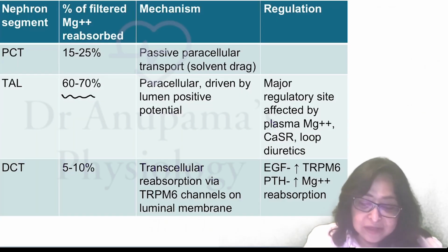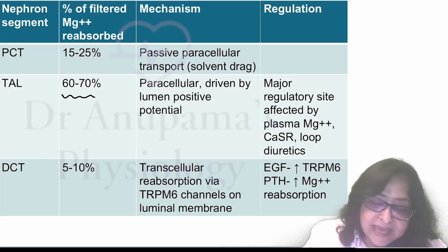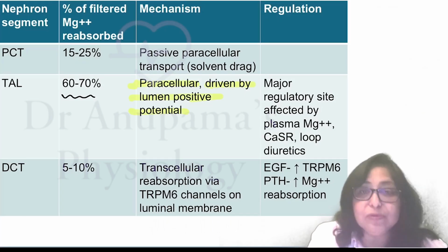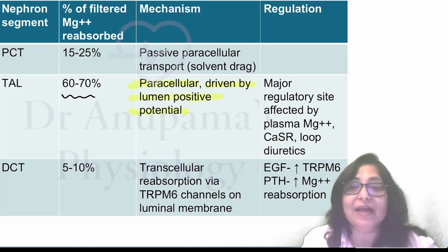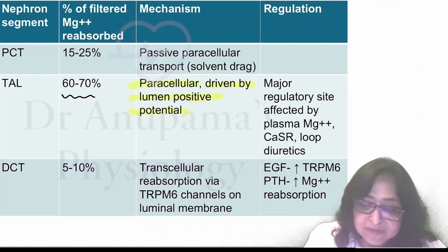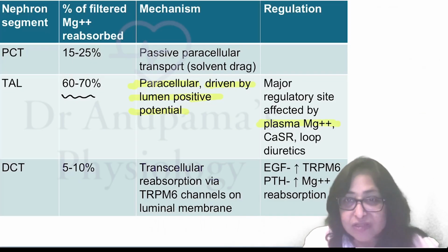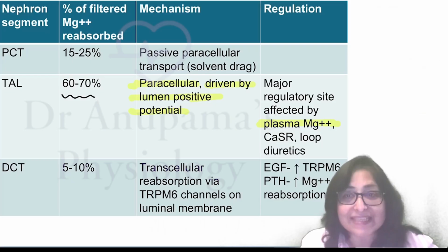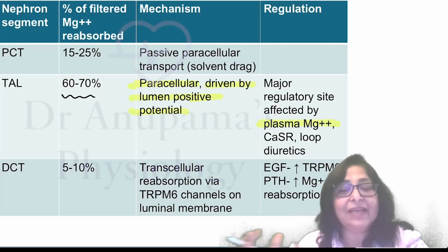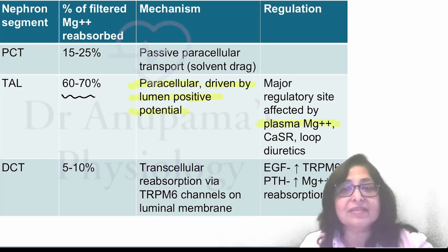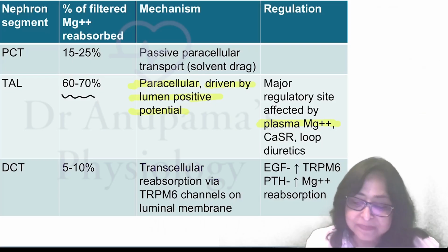So let's see this. Mechanism of magnesium reabsorption in the thick ascending limb is paracellular, driven by the lumen positive potential created by the leak of potassium. This is the major regulatory site, and it is going to be affected by the plasma magnesium level. As I just told you, if there is an increase in the plasma magnesium level, it will be sensed by the CASR, which starts inhibiting the sodium-potassium 2Cl- co-transport, decreasing the magnesium reabsorption.